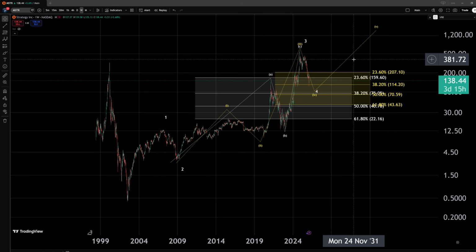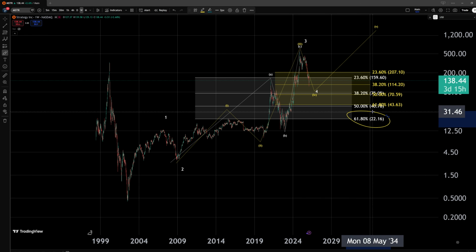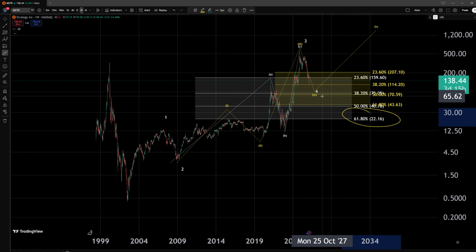once again, overlap. Now, in the case of the yellow structure, we are watching the levels between the $207 all the way down to the $43.6. In the case of the white structure, we are watching the levels between the $160 all the way down to the $22. Unless we break the 61.8% retracement in white, I wouldn't focus on a more bearish pattern. So I'm using the $22 as the level I'm looking for higher prices against.